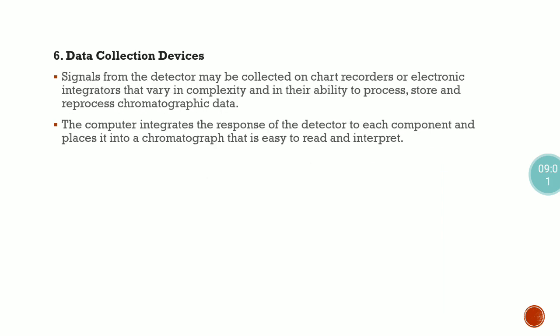Data collection devices. Signal from the detector may be collected on chart recorders or electronic integrators that vary in complexity and in their ability to process, store, and reprocess chromatographic data. The computer integrates the response of the detector to each component and places it into a chromatogram that is easy to read and interpret.